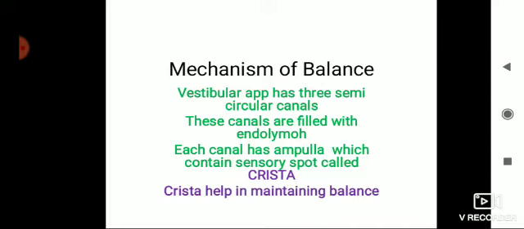The 3 semicircular canals are arranged in such a way that movement in any plane can be detected by these cells, and the balance and the posture of the body is maintained. So sometimes when you go to a height, you feel giddiness because the endolymph in the ampulla or semicircular canals is very sensitive. Which are the sensitive spots? Crista and macula. So you feel giddiness or vomiting.